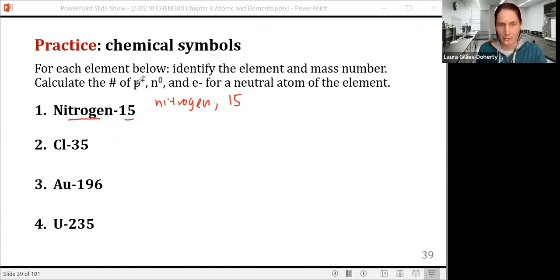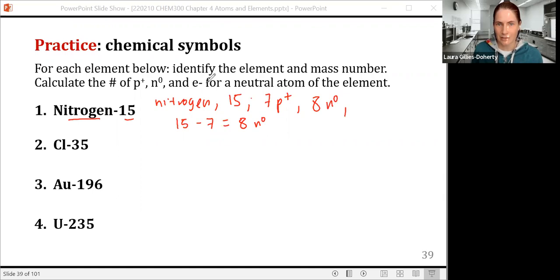And now we want to figure out the number of protons, neutrons, and electrons in this nitrogen with a mass number of 15. So nitrogen, by definition, checking the periodic table for its atomic number, always has 7 protons. To figure out the number of neutrons, we're going to take 15, the mass number, minus 7. The atomic number gives us 8 neutrons. 8 neutrons. Write that the same way as I wrote protons.